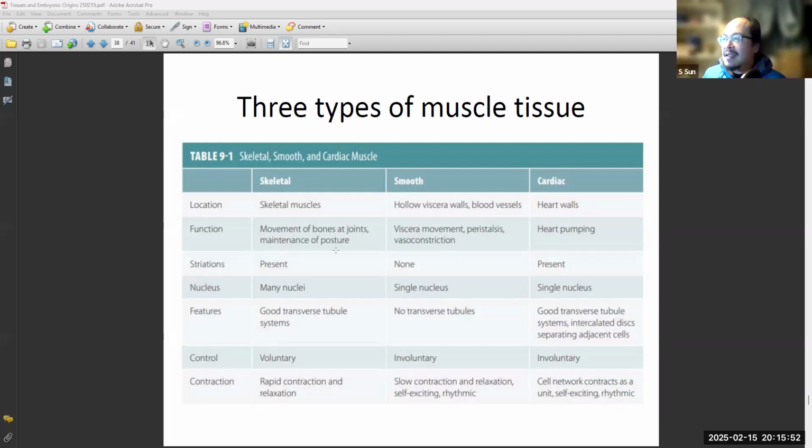Basically, the key things here are location, function, and striation. Skeletal muscle has striation. Cardiac muscle has striation. Nucleus: skeletal muscle has many nuclei, and the others have a single nucleus. Skeletal muscle can be controlled voluntarily, so it's voluntary control. Smooth muscle and cardiac muscle are involuntary. You cannot control your digestive system. You cannot control your heart. So that's all you need to know. So that's the muscle.